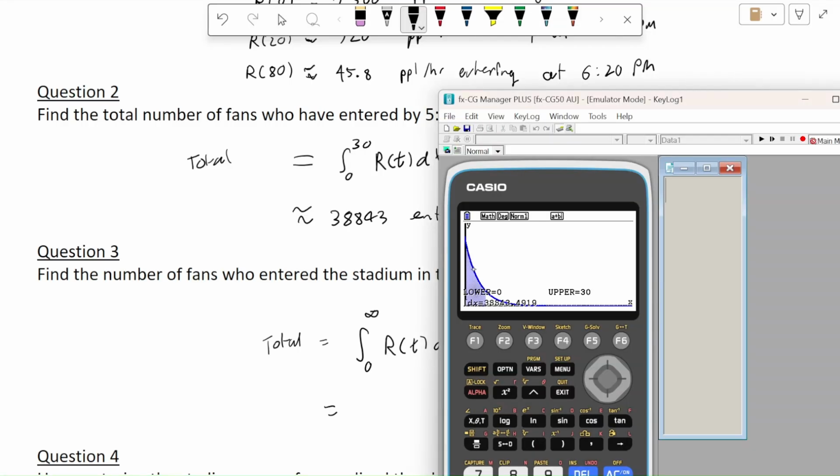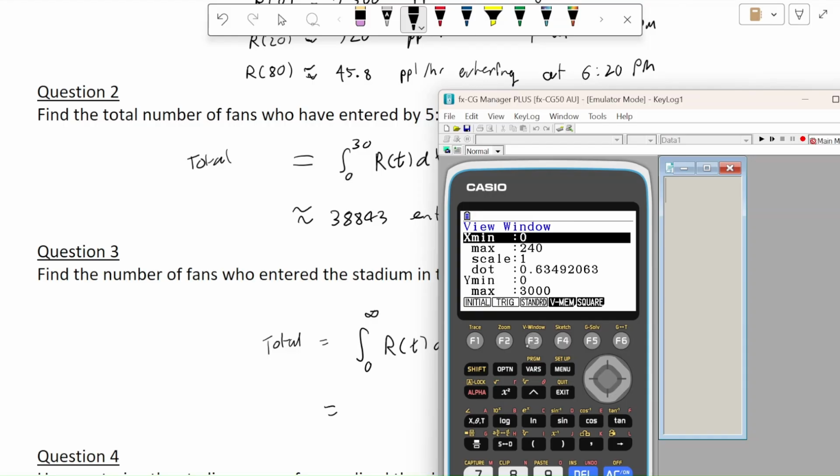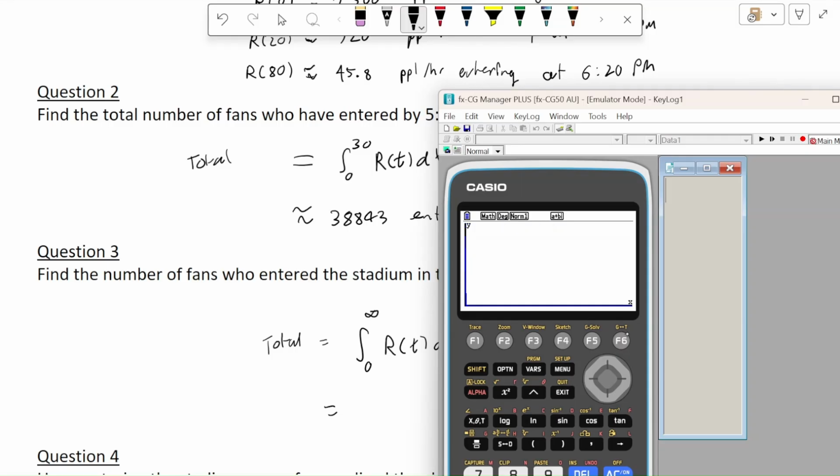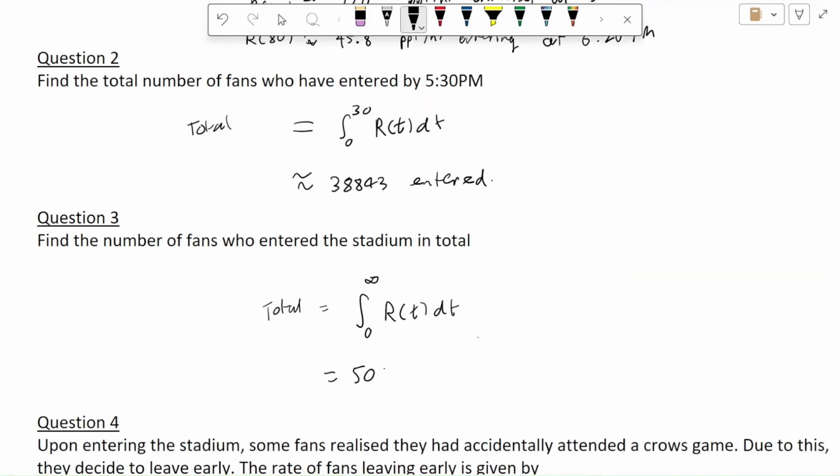You could work this out by hand, but I'm going to go G-Solve integral from 0 up to, I think our window was up to 240, and that'll do the whole thing. 49999.6927. And maybe I'll make my window even bigger. So I'll make it go to like 10,000 minutes, which is ridiculous. But if I do the integral from 0 to 10,000, I'm expecting it to be 50,000. So 50,000 people.